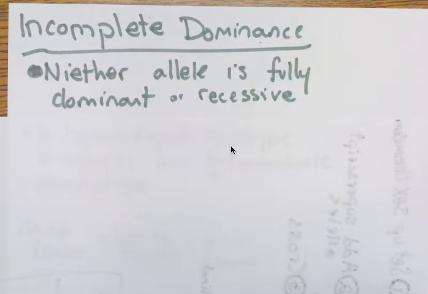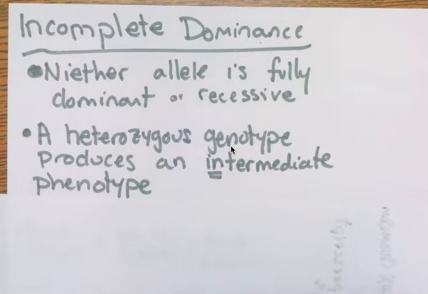In an incomplete dominant situation, if you have an individual that is heterozygous, they have one of each copy of the allele, they produce an intermediate phenotype, like an in-between. And that is how I remember incomplete. Incomplete is in-between or intermediate if you're heterozygous.